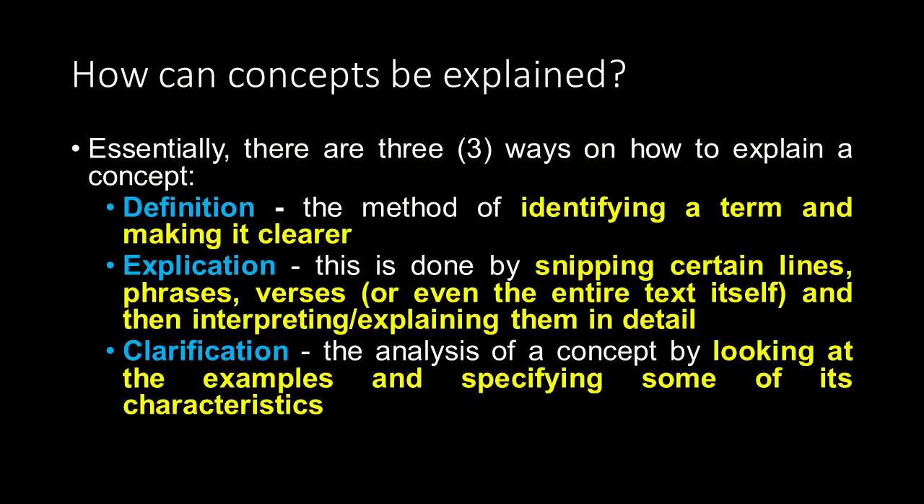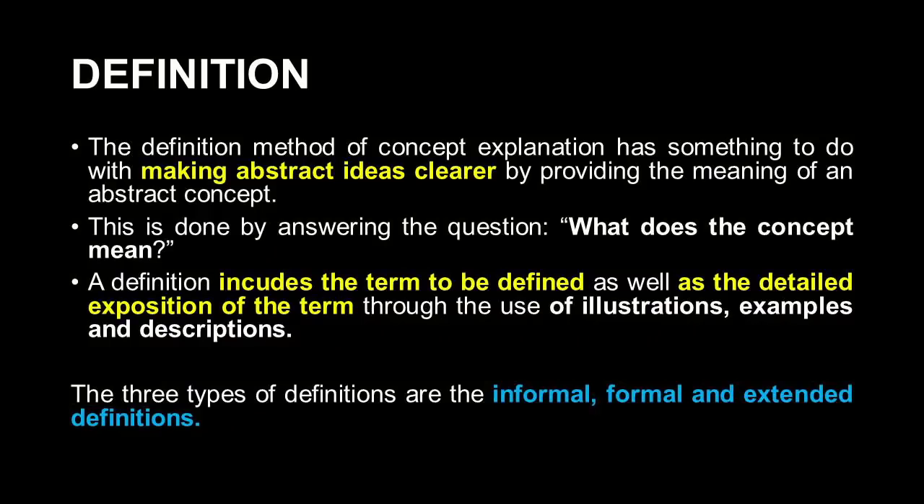Now, in order for us to explain a concept, there are essentially three ways on how this can be done. First is through the use of definition, second, through explication, and third, clarification. For definition, this is a method of concept explanation which has something to do with making abstract ideas clearer by providing the meaning of an abstract concept. Usually, this is done through the use of a dictionary. And we do it because we want to answer the question, what does a concept mean?